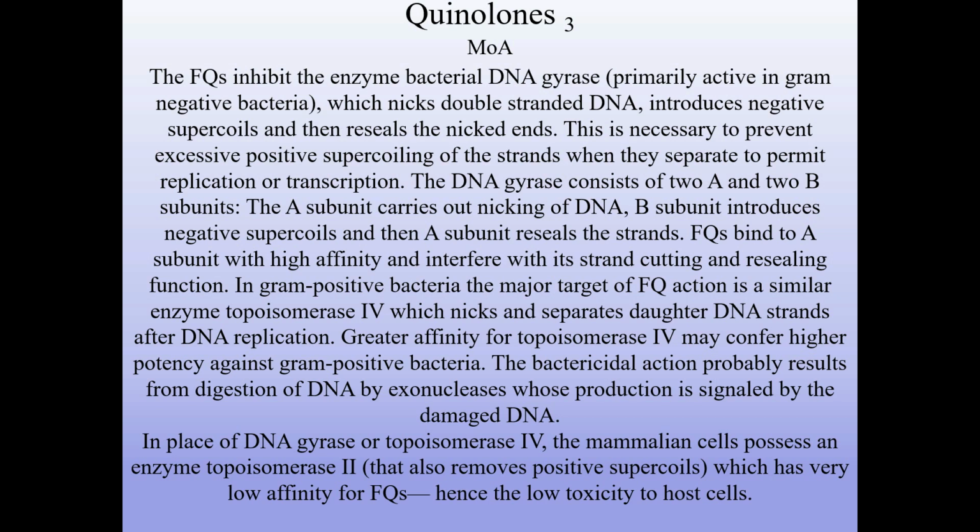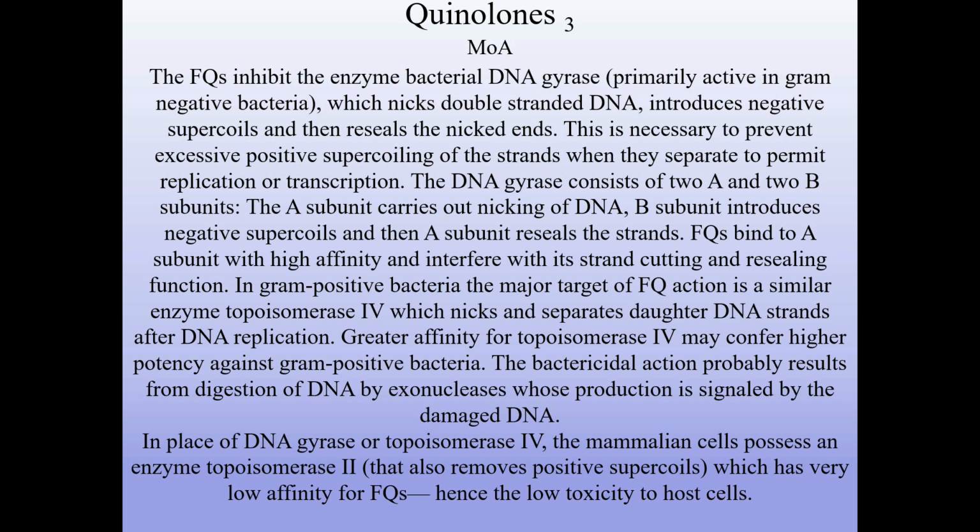The DNA gyrase consists of two A and two B subunits. The A subunit carries out nicking of DNA, the B subunit introduces negative supercoils, and then the A subunit reseals the strands. Fluoroquinolones bind to the A subunit with high affinity and interfere with its strand cutting and resealing function.